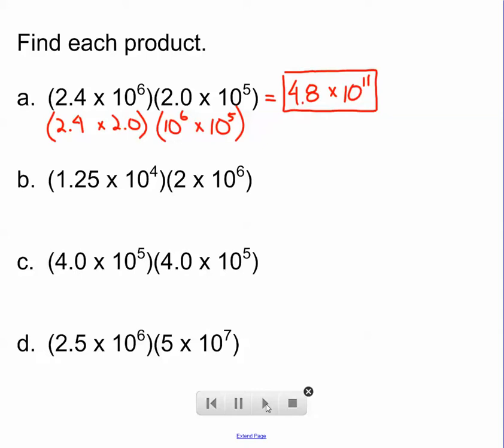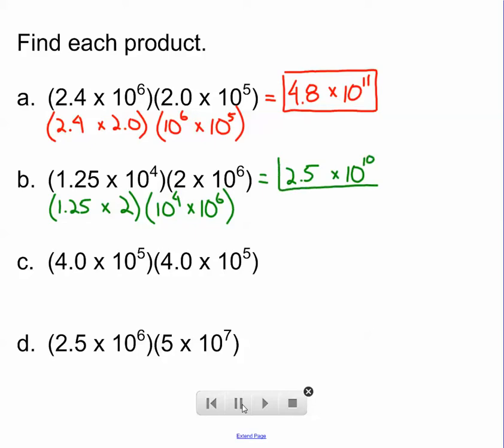All right, so the next one, same thing. We can rearrange this using the properties of associative and commutative. I'm going to do 1.25 times 2, and I'm going to do 10 to the 4th times 10 to the 6th, and I'm going to multiply those together, and that is scientific notation. 1.25 times 2 is 2.5, and 10 to the 4th times 10 to the 6th is 10 to the 10th. And we have a number that is in scientific notation.